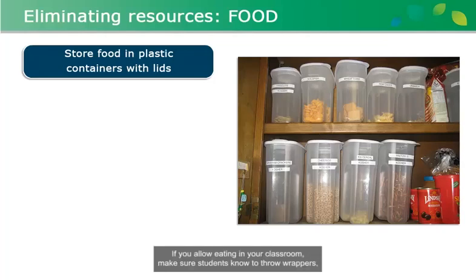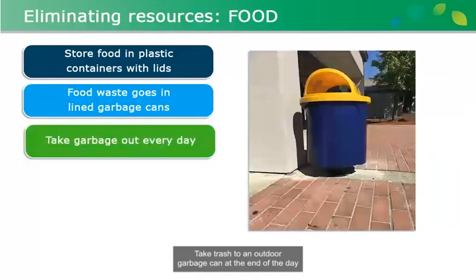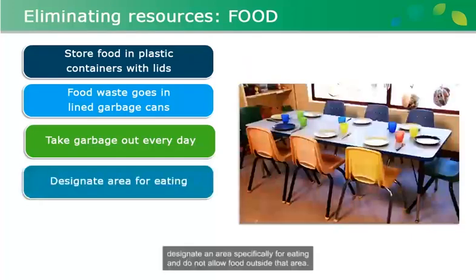If you allow eating in your classroom, make sure students know to throw wrappers, napkins, and other food-related trash in a garbage can with a liner. Take trash to an outdoor garbage can at the end of the day if custodians do not collect indoor trash every night. If you have a classroom where eating, learning, and play all happen in the same place, designate an area specifically for eating and do not allow food outside of that area.